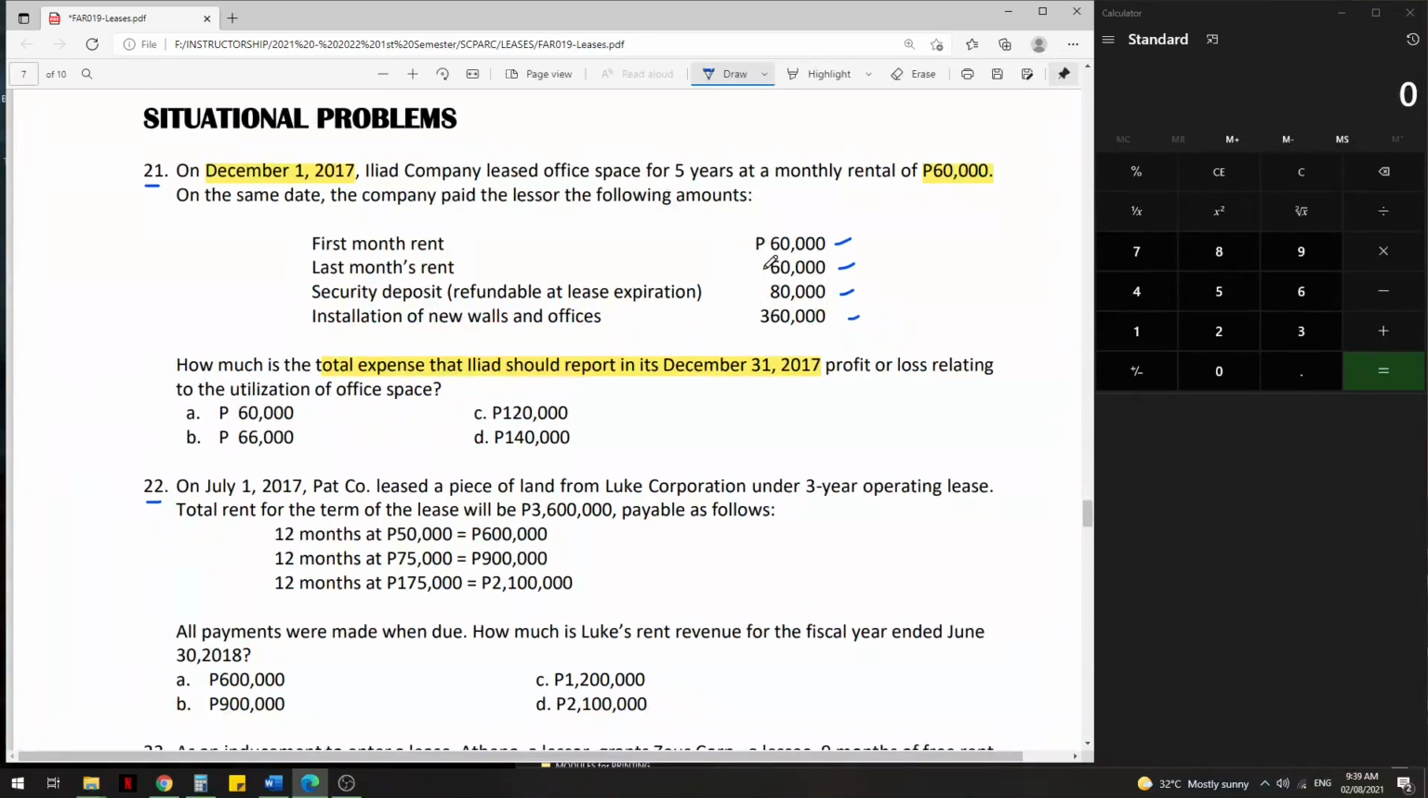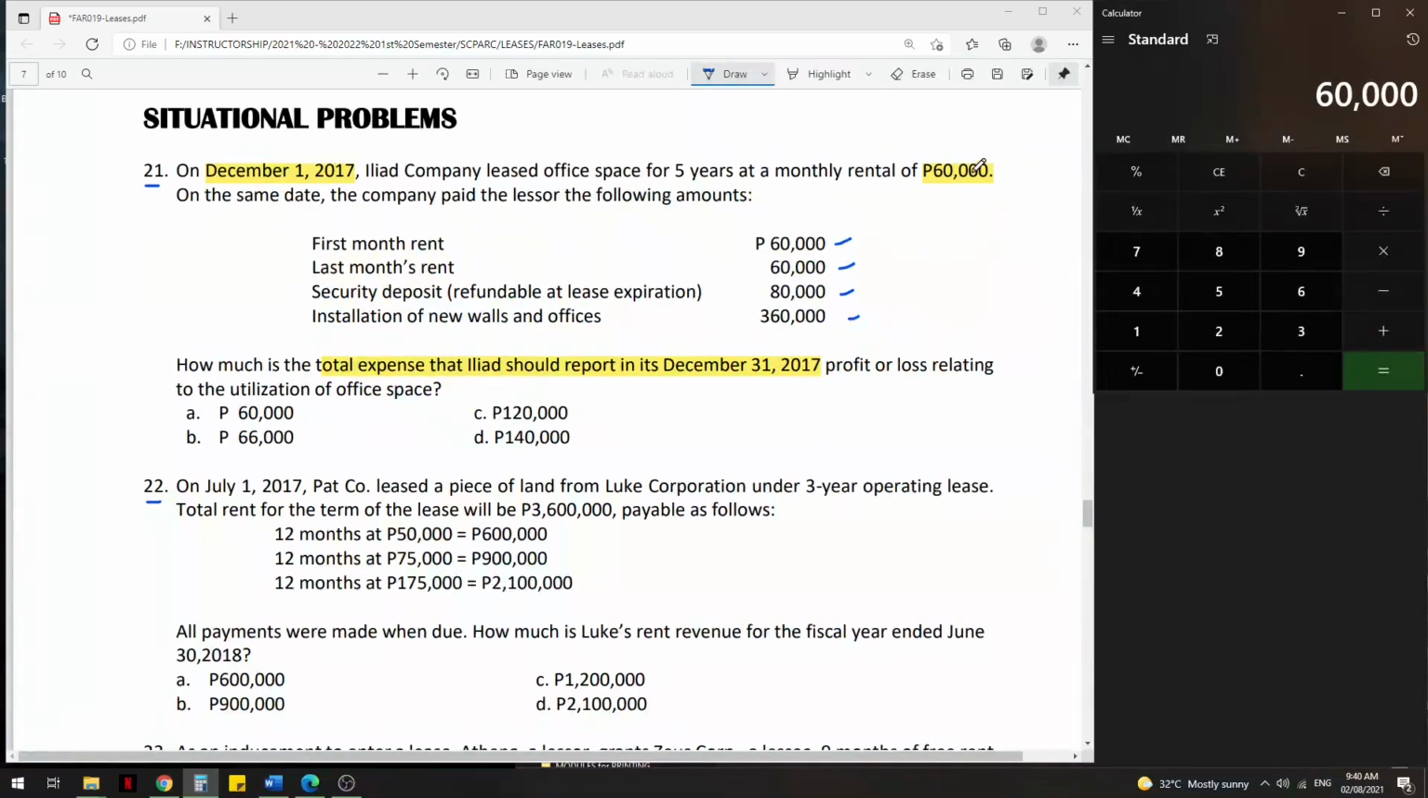360,000. 80,000. 60 last month and first month is 60. Based on the given, I can say that for the 5 years, we will be paying 60,000 monthly. So, flat rate. That is already a proportionate division of the rent expense. So, we don't really have a problem on the portion saying rent expense. We can conclude, therefore, na ang 60,000 on my calcu right now, I will just put it on Memory Plus because that will be included as an expense for 2017.